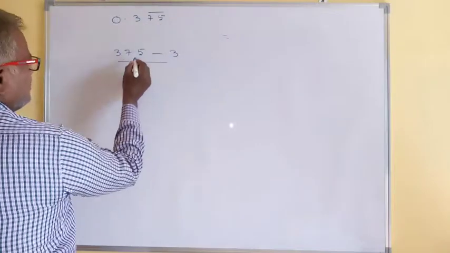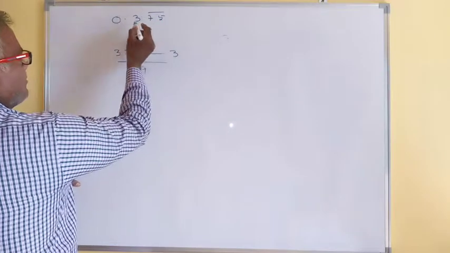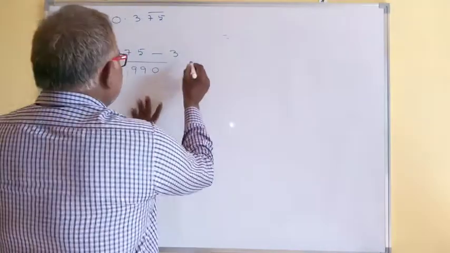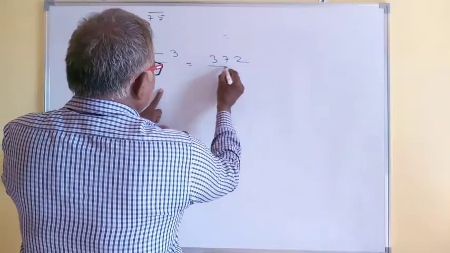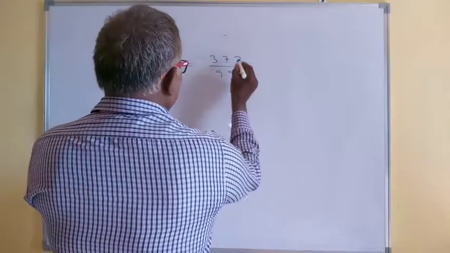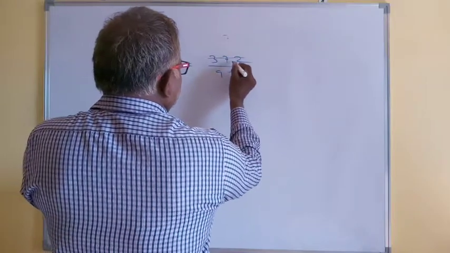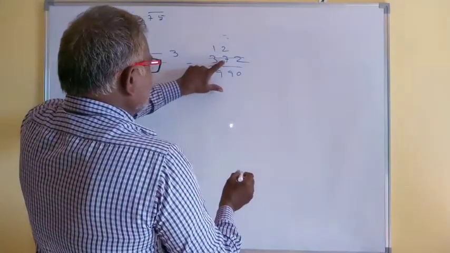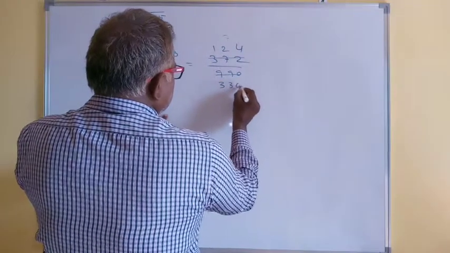By how many digits are there? 2 digits in this bar. So put simply 2 nines. So non-repeating only 1 digit is there, simply 0. That's all. This is the way to do. Now subtract this 3. We have to obtain 372 by 990. Again here 3 ones, 3 twos 6, again 12 is there, 3 fours, again 3 threes.